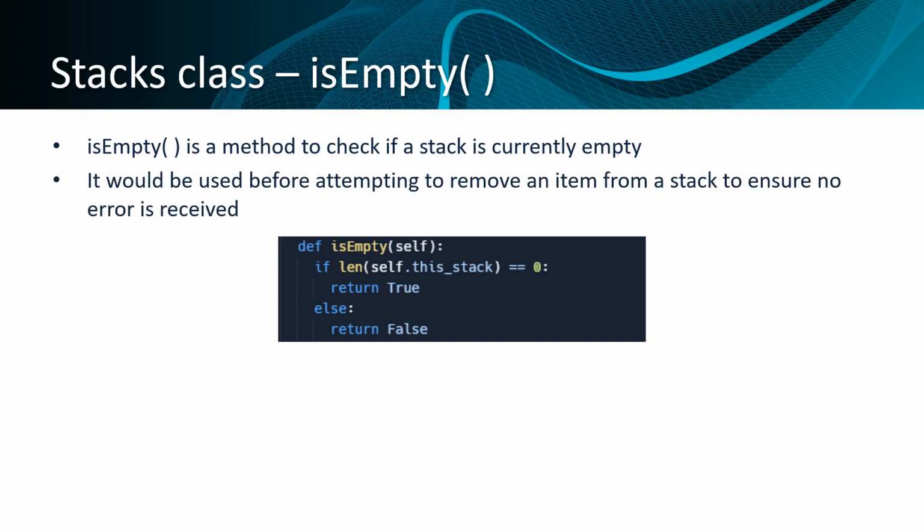isEmpty is a method to check if a stack is currently empty. It would be used before attempting to remove an item from a stack to ensure no error is received. All we're going to do is check if the length of this stack is equal to 0. You may notice the use of the word self here again. isEmpty(self) means if this instance of a stack, because we might have created more than one stack, has a length of 0, then return true, otherwise return false.